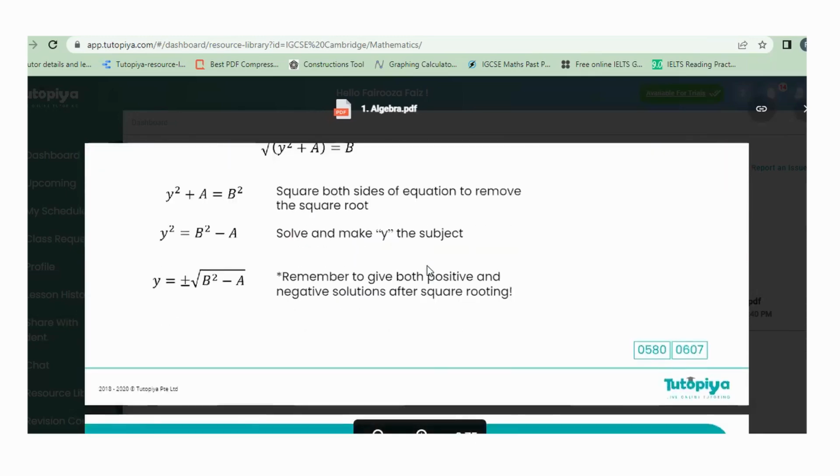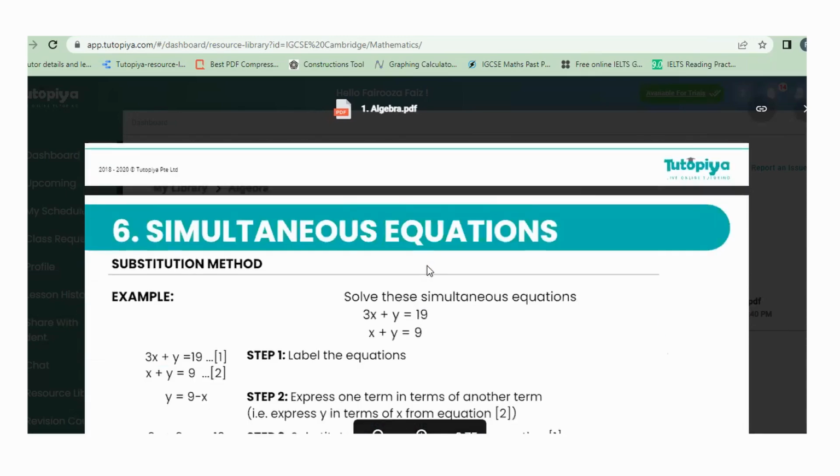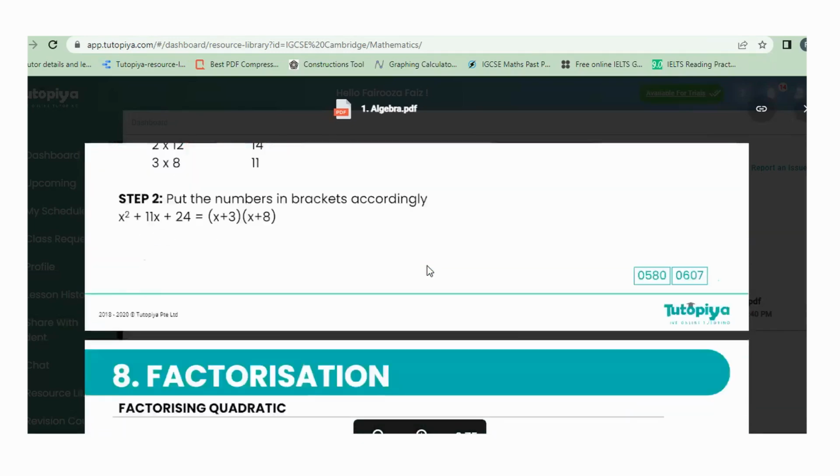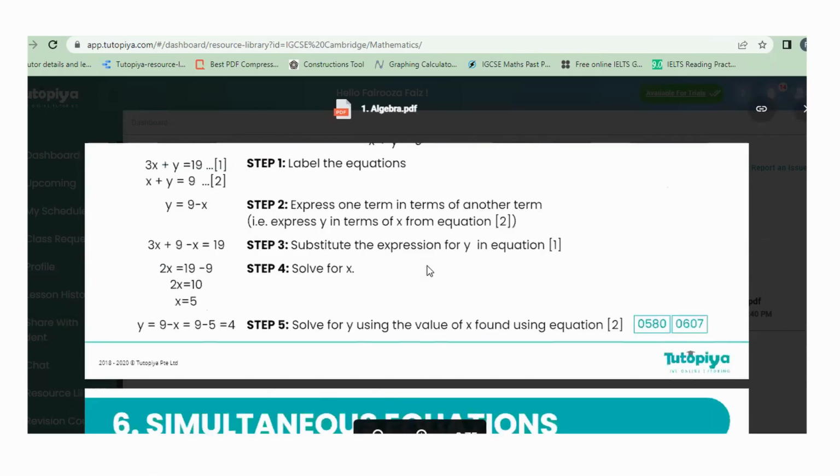Can you see the screen, children? Okay. Can someone confirm, please? Yes, it's visible.